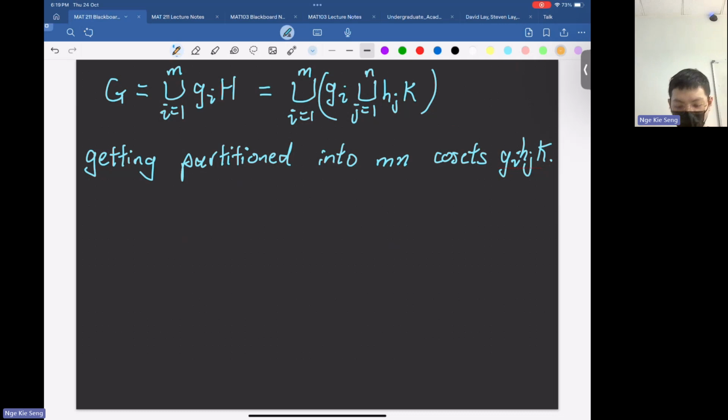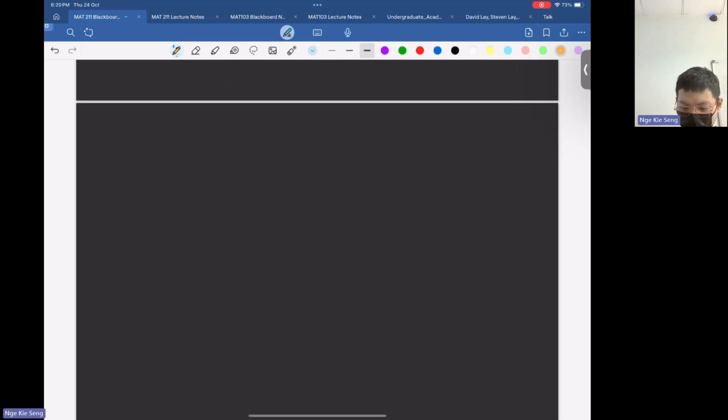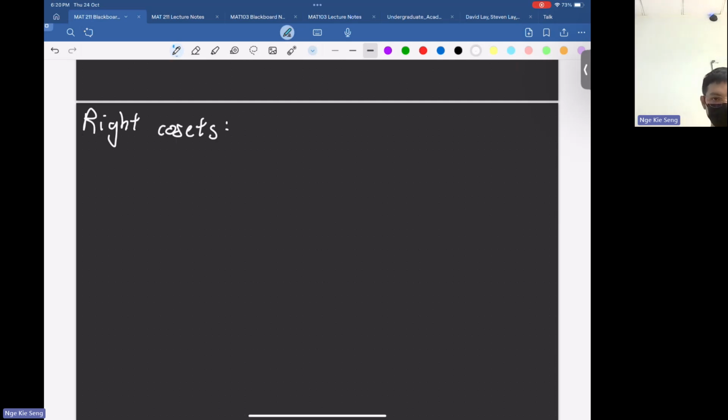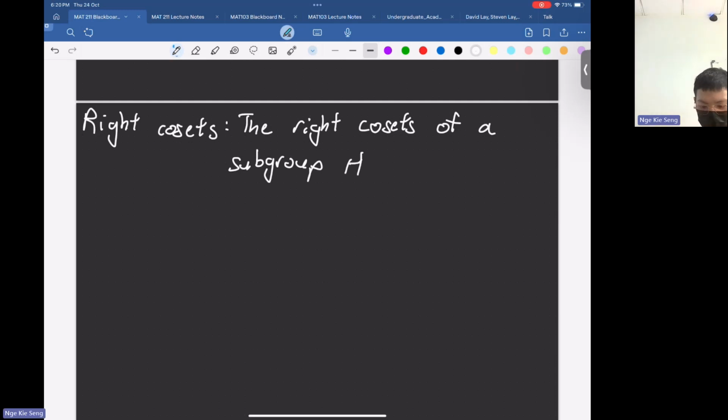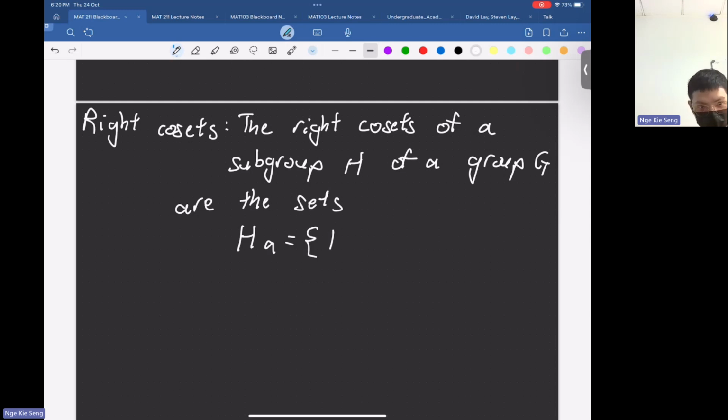Right. So all these while I just talk about left coset here. Similarly, you can define right coset. You know how to define right coset or not? Instead of multiplying on the left, you multiply on the right. Okay, so you can consider the right coset of a subgroup of a group G. They are the set Ha, okay, instead of aH.